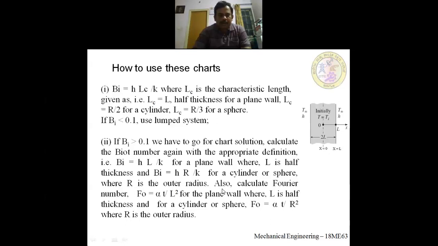Then the Fourier number is given by, you should remember this formula, alpha t by L square. Alpha is the thermal diffusivity, small t represents time, and L is half of the thickness of the plane wall. Whereas for cylinder and sphere, instead of L we are going to write R, so R square, where R is the outer radius of the cylinder or sphere.